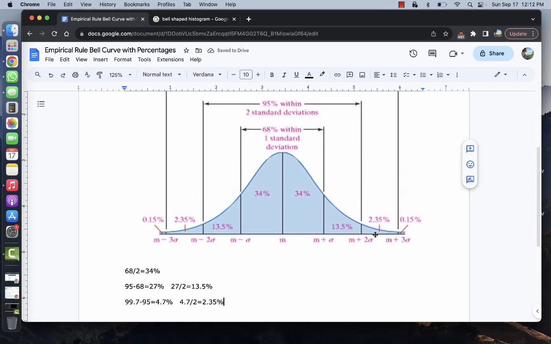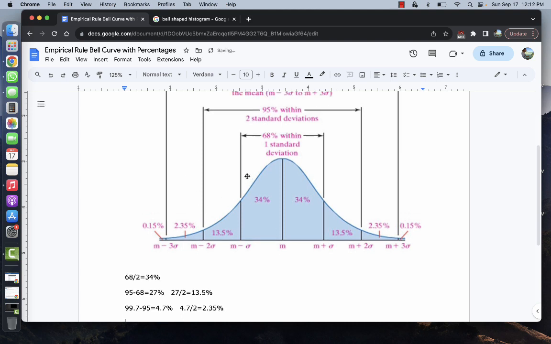Here and here. So what this tells us is that this is a small chunk, 2.35% is between 2 and 3 standard deviations. And as we can see, the height of this curve is not very high, so it's a small percentage there. And same thing down here, 2.35% below 2 standard deviations to below 3 standard deviations.